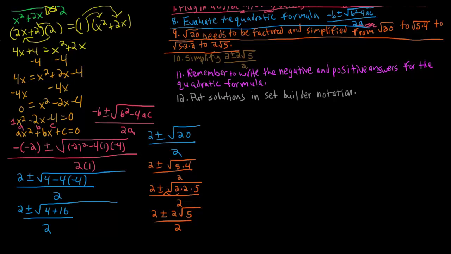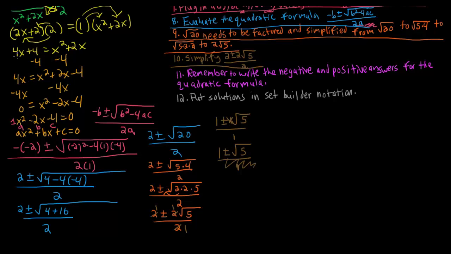Now moving to step 10, we can simplify 2 plus or minus 2 square root of 5 all divided by 2. And if we do that, 2 goes into itself once, 2 goes into 2 once, 2 goes into this 2 once. We're left with 1 plus or minus 1 times root 5 over 1, but this 1 isn't needed, it's just redundant, so we can just write 1 plus or minus root 5, and we can just leave it like this, so 1 plus or minus square root of 5.